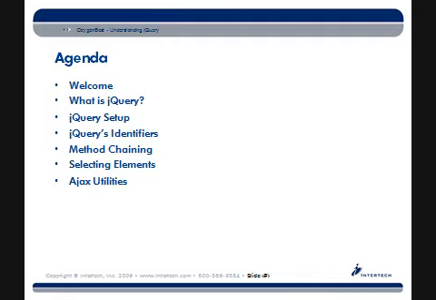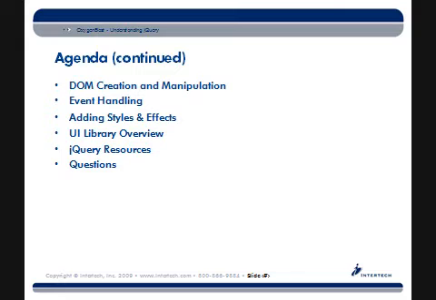We'll take a brief look at some Ajax utilities. After that, we'll take a look at DOM creation and manipulation, so DOM being the document object model, event handling, and then the stuff that people typically expect when they're downloading a JavaScript framework. And those are the styles, the effects, the widgets that you can add onto your web page. So we'll take a brief look at the styles, the effects, and we'll look at the main UI library that's provided by jQuery for adding widgets. At the end of the presentation, I'll give you a few resources so that you can continue your education in jQuery. And we'll have a little bit of time to take a few questions and answers.